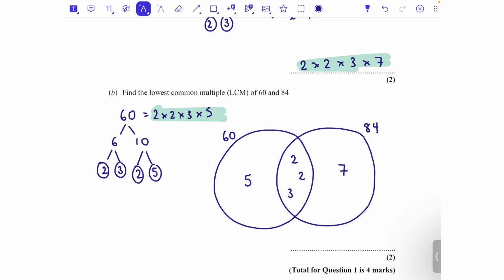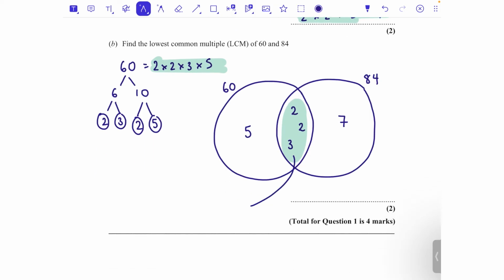Now, if I'd asked you for the highest common factor, it would be all these numbers in the middle multiplied together. So the highest common factor, the biggest number that goes into both 60 and 84, would be 2 times 2 times 3, which is 4 times 3, so 12.